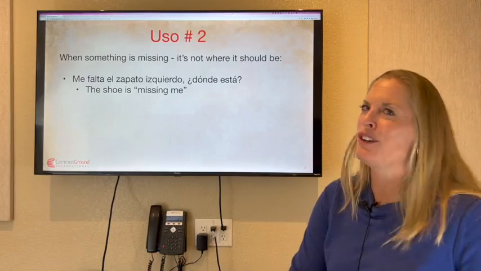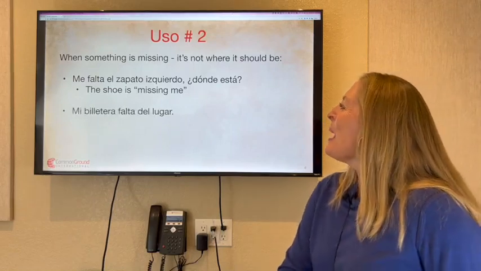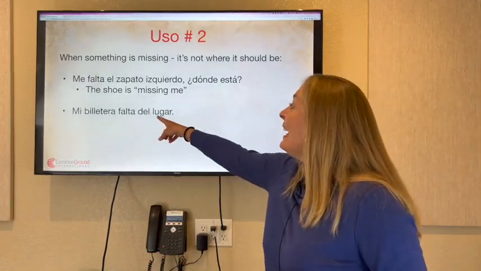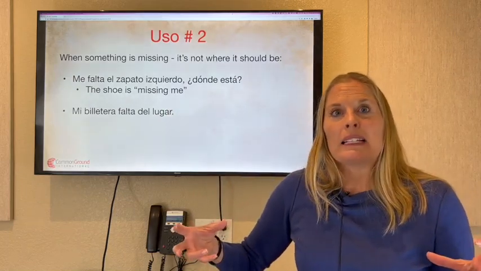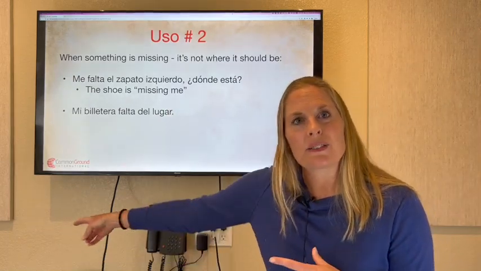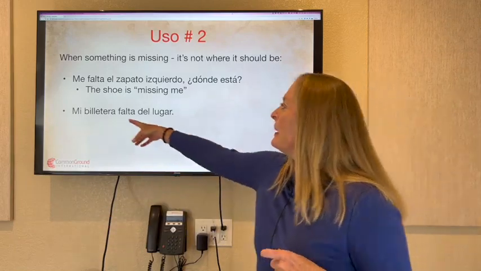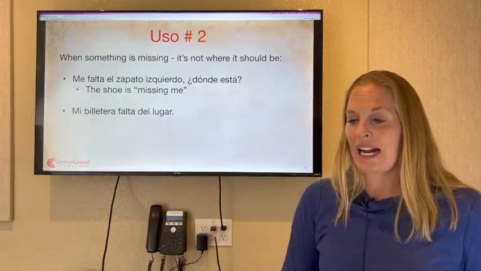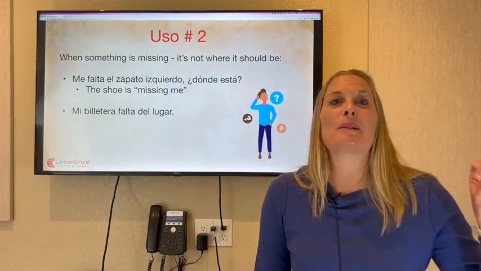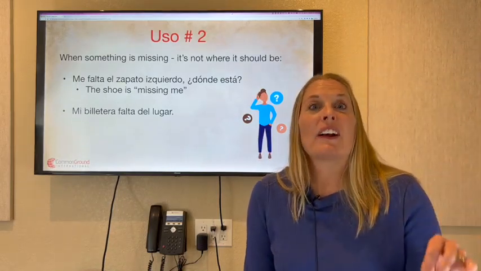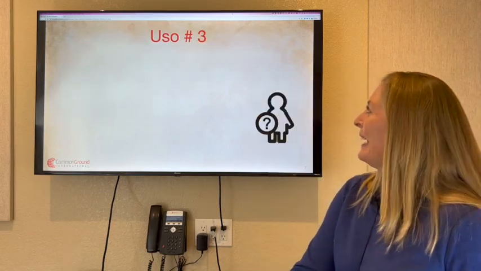¿Dónde está, Luna? ¿Dónde está? Okay? Mi billetera falta del lugar. So this is in the sense of my wallet is missing from its place. It was right there, but it's missing from its place. Mi billetera falta del lugar. Muy bien. So uso número dos, when something is missing and it's not where it usually is or should be.